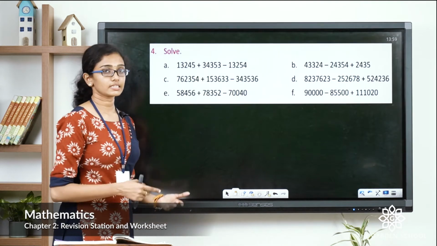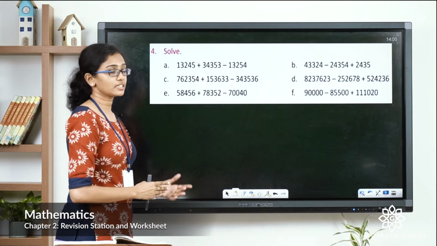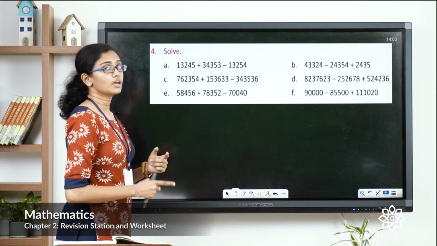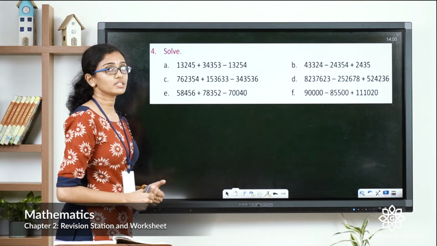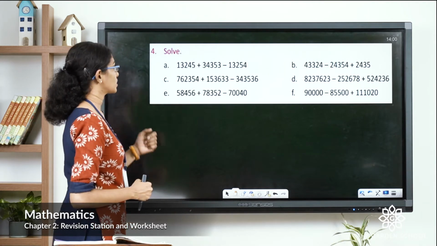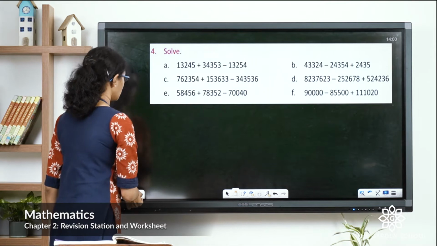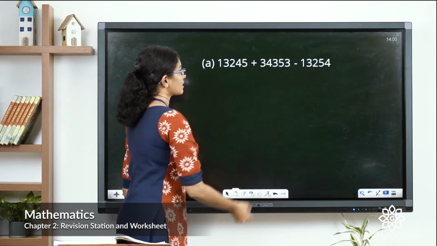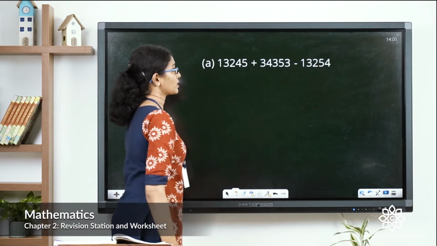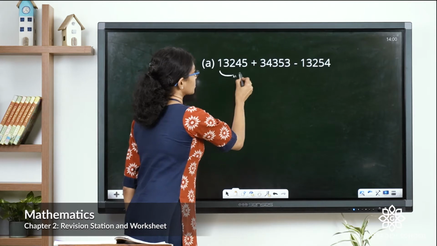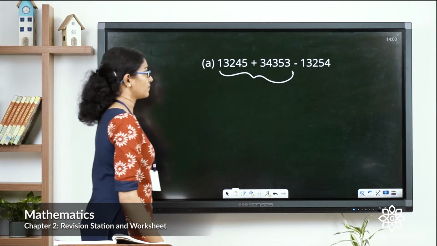We have learned the rule in math that if addition and subtraction come together in the same question, which is the one that we always do first? We do addition first, then we do the subtraction. So let's see question A first. Here you have the numbers and addition and subtraction. So let's do the addition part first. Let's group these two and find the sum.